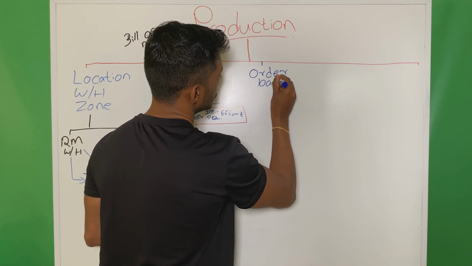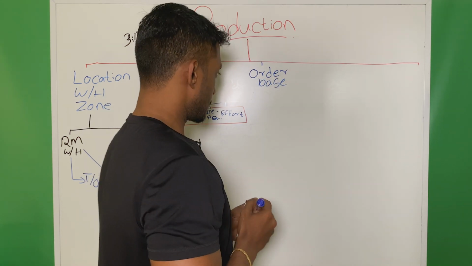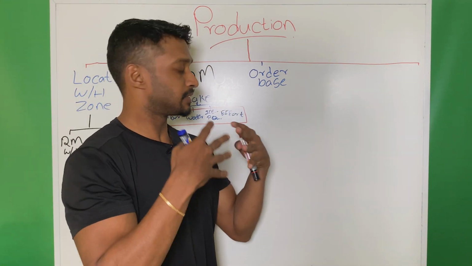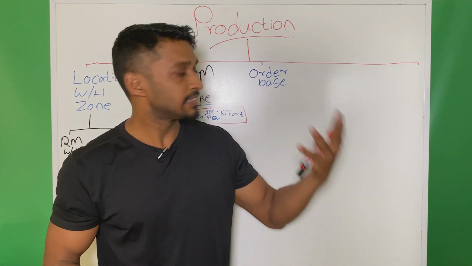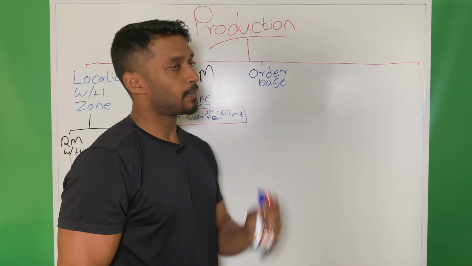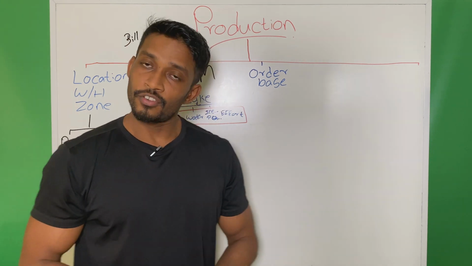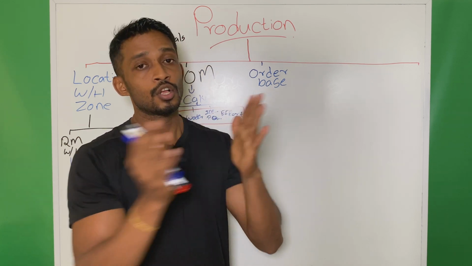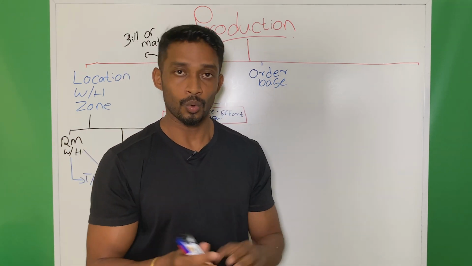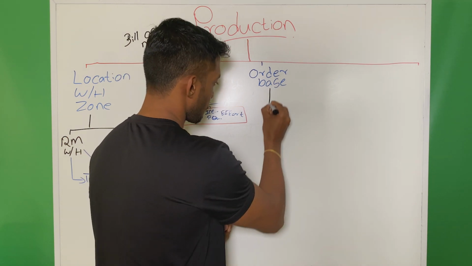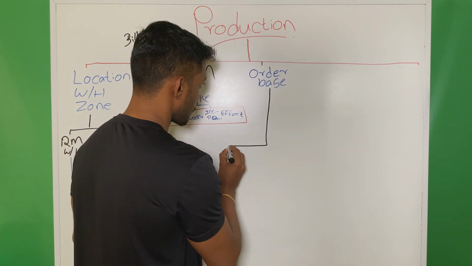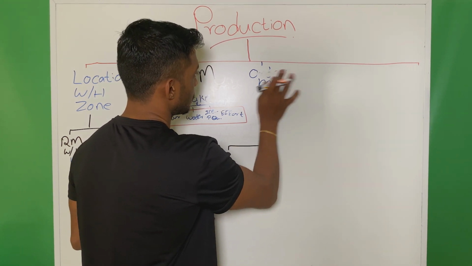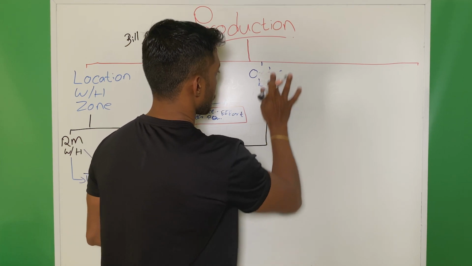Order base, something new, something not familiar. Order base, this is actually a combination of practice and the systems. When we go for a production process, we have to do production based on two bases. One is... I'll delete order base, but I'll keep it as a base.